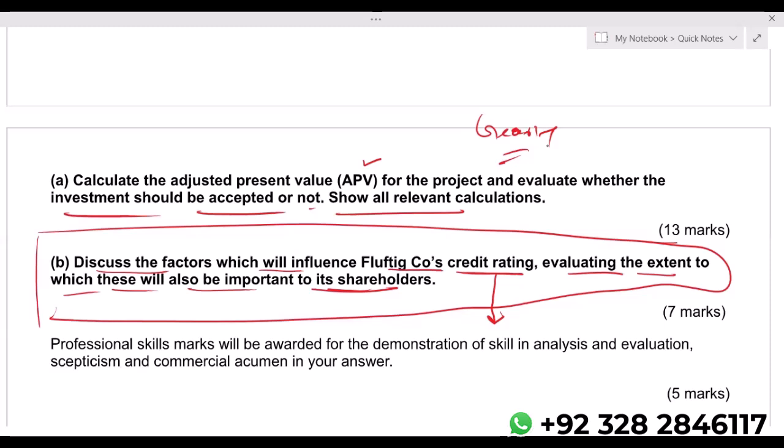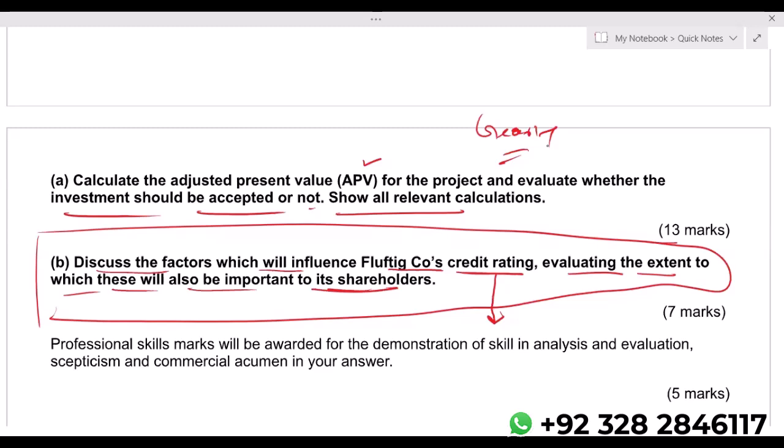Then another factor is the profitability of the company. If profitability is deteriorating every year, obviously it will have a bad impact on the credit rating, as well as you will be losing shareholder confidence. Another point is obviously the industry factors. If you are operating in an industry which is right now facing a recession, obviously it will not have a good impact on your company. And I've already discussed the political factor as well.